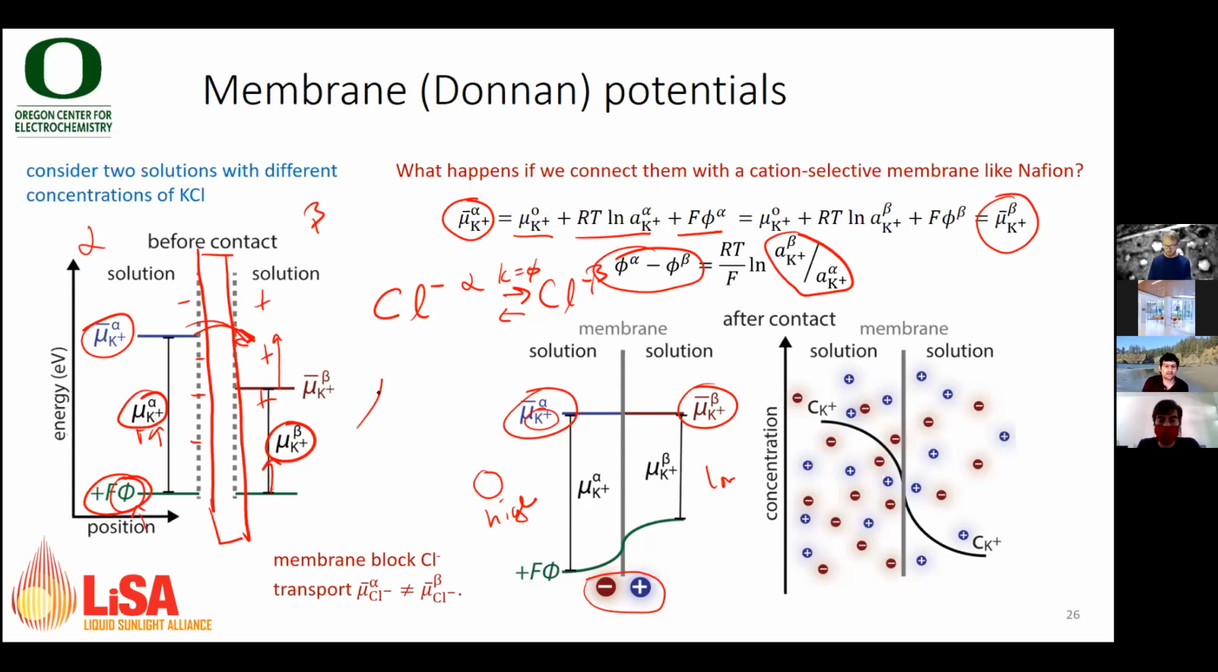So what that means is mu bar chloride alpha is not equal to mu bar chloride beta. Chlorides aren't in equilibrium, right? So in reality, when you have a piece of Nafion, it will actually have some limited mobility of chloride, right? And so there'll be some chlorine crossover with time as they try to reach equilibrium, but you'll still actually measure a potential that's pretty close to this ideal limit, okay?